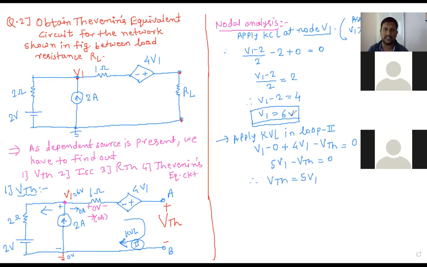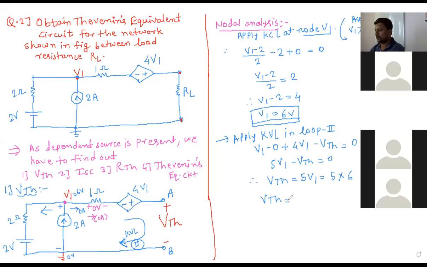But V1 is what? 6 volt. So 5 into 6. So VTH answer is what? Here comes my VTH answer now. How much value of VTH am I getting? 6 into 5 means 30 volt. So this is my answer of open circuit voltage across A and B.